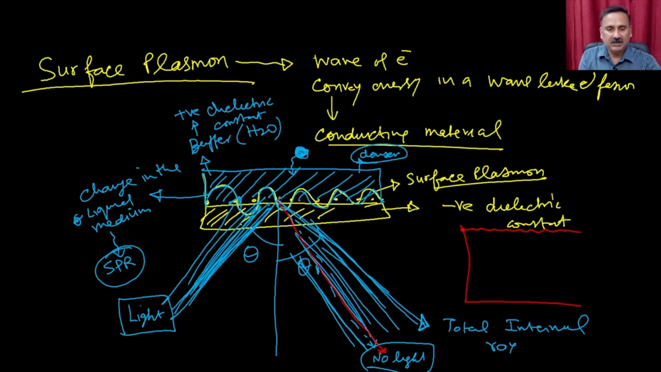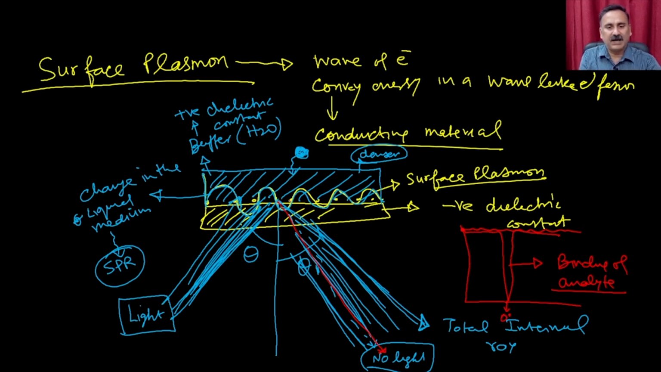But if there is any change in the external media, because of which there is a change in the plasmon wave also, then it is going to show me a dip. This dip is nothing but the loss of light, because at this particular angle there is absorption of light, and because of that there is a loss of light. This is very specific for the binding of the analyte to the molecule which is present on the surface.